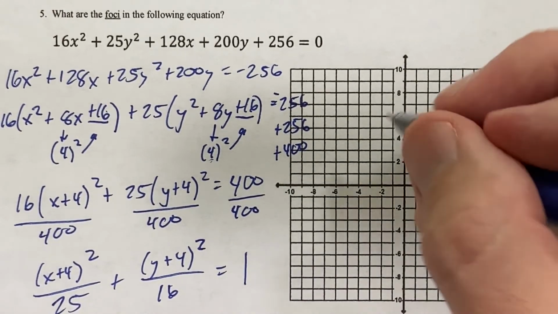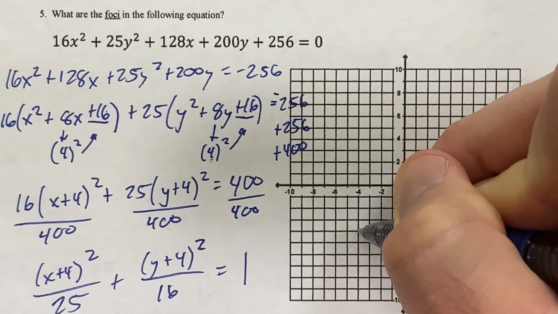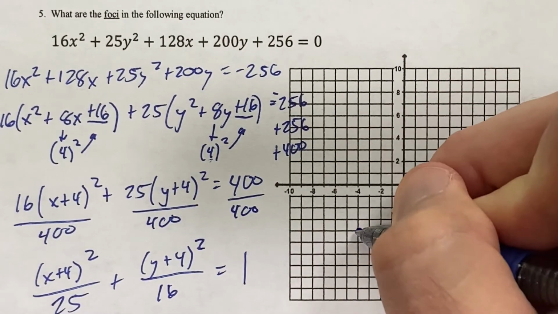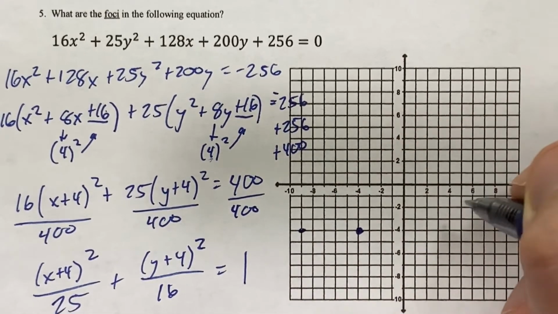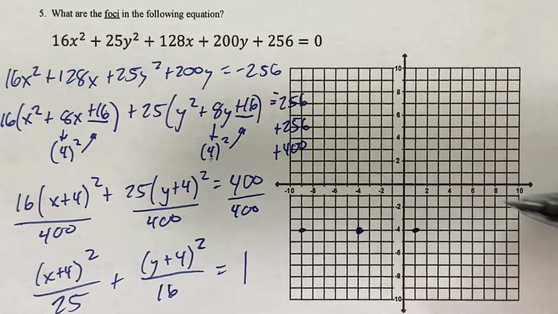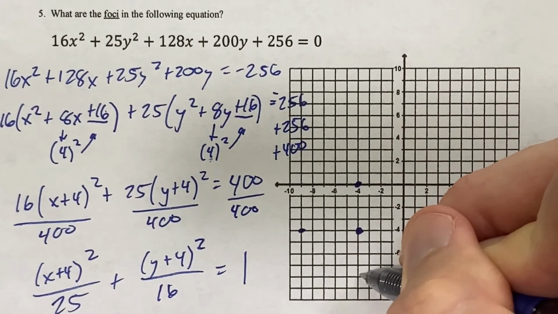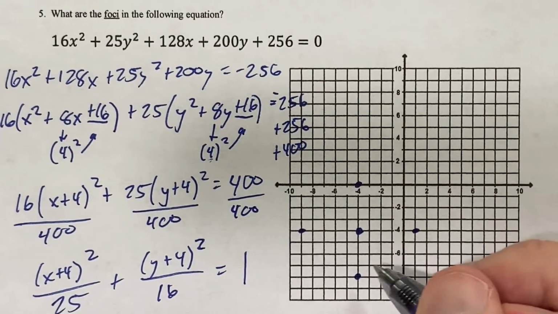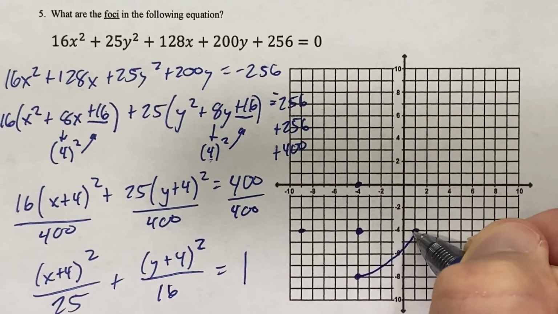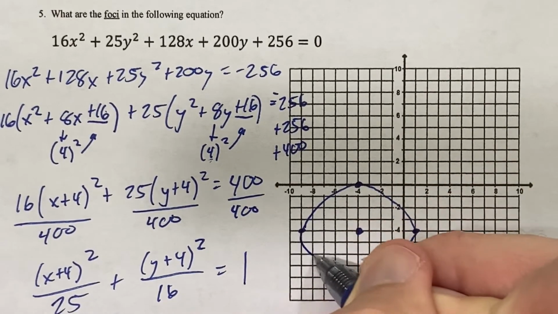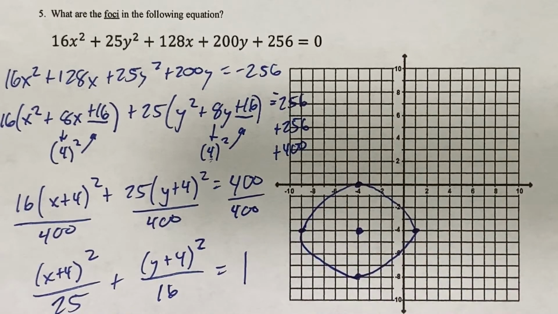All right, center is going to be at -4, -4 down here. And I'm going to go left and right 5, and up and down 4. So it's going to look something like this. The major axis is horizontal in this case. And that's important because when I find my foci, I'm going to count out on the major axis.